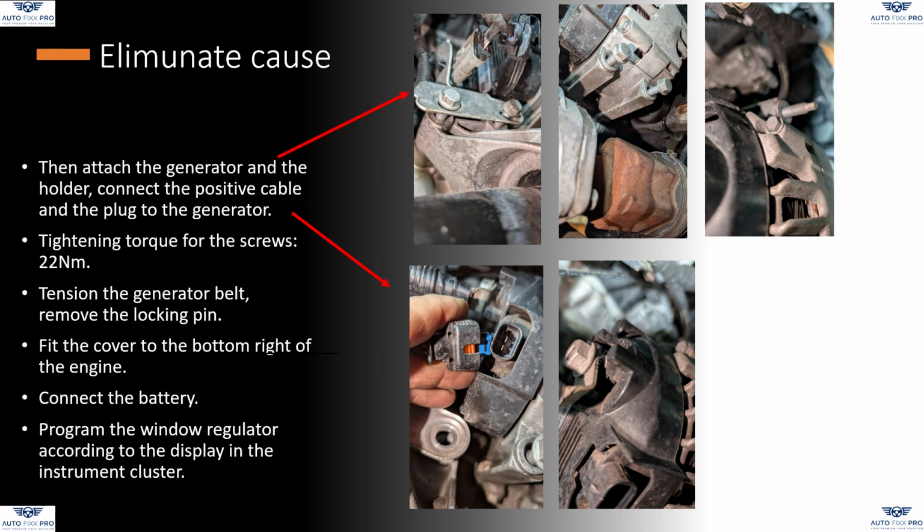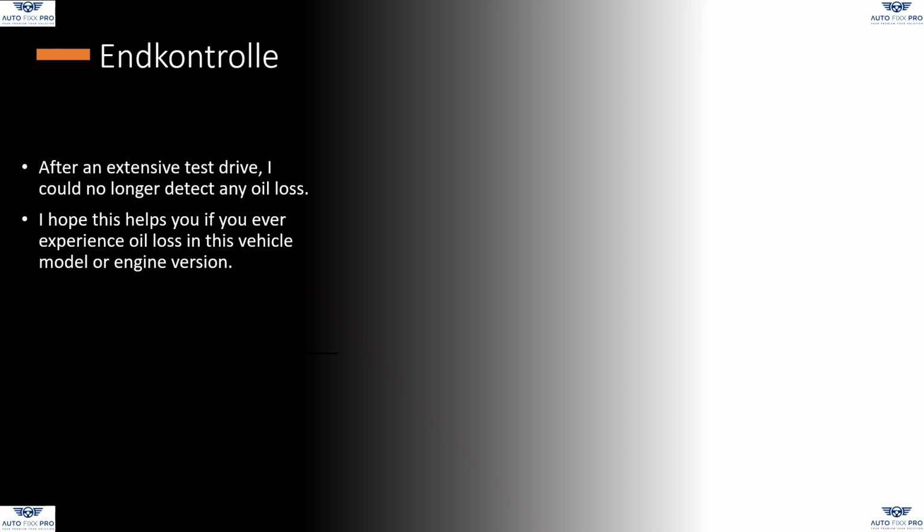Tightening torque for the screws, 22 Newton meters. Tension the generator belt. Remove the locking pin. Fit the cover to the bottom right of the engine. Connect the battery. Program the window regulator according to the display in the instrument cluster. Final check. After an extensive test drive, I could no longer detect any oil loss.